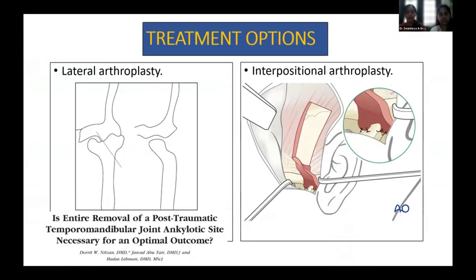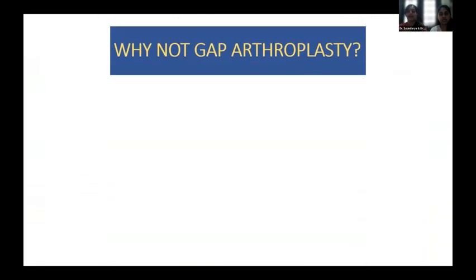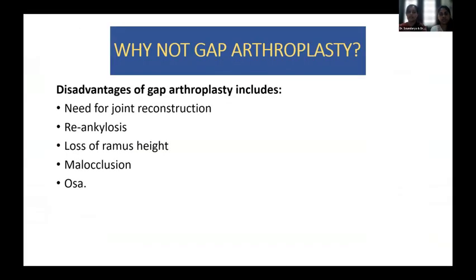So coming to the treatment options, we would advise that the first treatment option would be lateral arthroplasty. The second option would be interpositional gap arthroplasty. Why not gap arthroplasty? Especially in cases of bilateral TMJ ankylosis, gap arthroplasty has a few disadvantages. First is the need for joint reconstruction, because it will lead to a decrease in the ramal height. To have a functioning joint, we would have to go for joint reconstruction in the later stages.